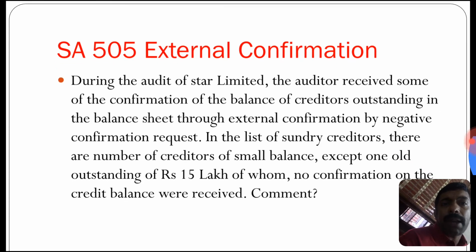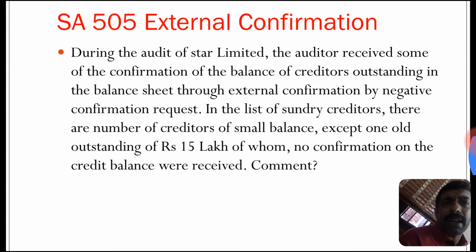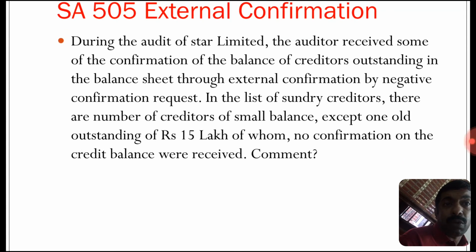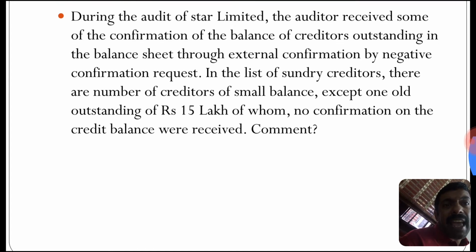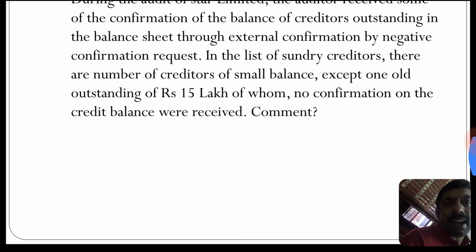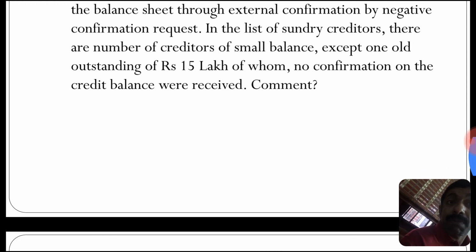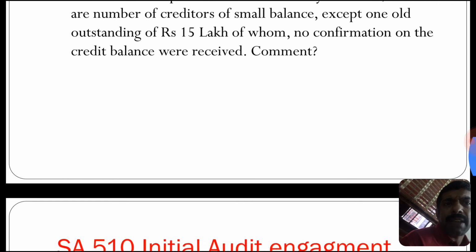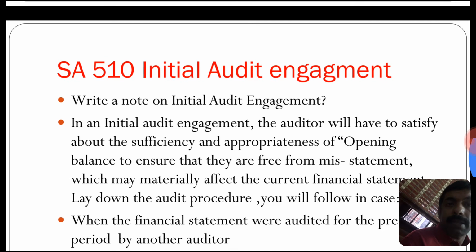SA 505 continued. During the audit of Star Limited, the auditor received some of the confirmations of balances of creditors outstanding in the balance sheet through external confirmation by negative confirmation request. In the list of sundry creditors, there are a number of creditors of small balance except one outstanding rupees 50 lakh, of whom no confirmation on the credit balance was received. Apply alternative audit procedure. If not obtained, then try some other means.